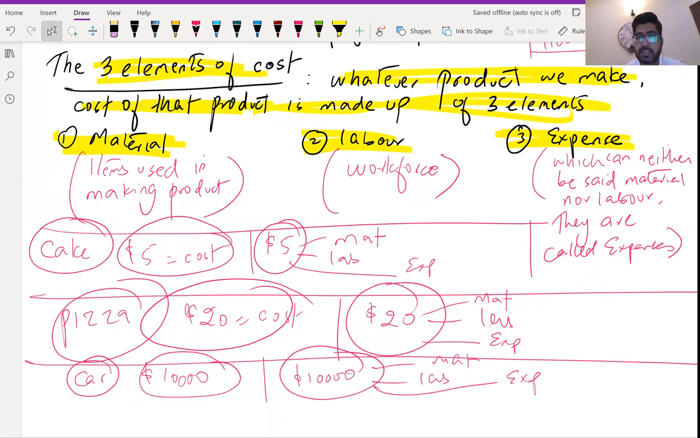So in today's class, we just discussed the course outline, okay? And I told you two basic things. What is cost? Any expenditure incurred, any outflow incurred in making a product is cost, okay? We add profit to that cost to get price, okay? And whenever you spend money on anything, that's cost. It's always made up of three things: material, items used; labor, workers; and any other thing that's neither material nor labor.